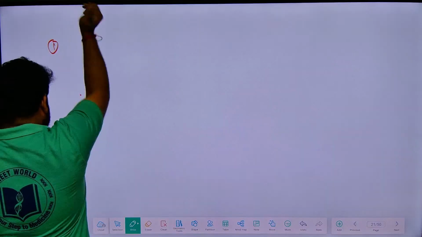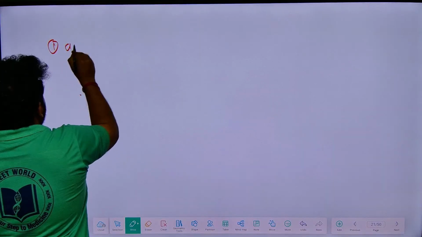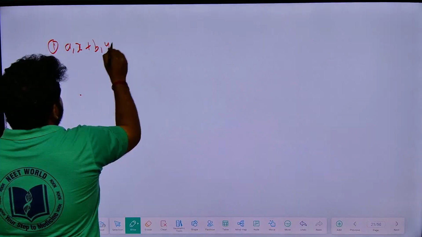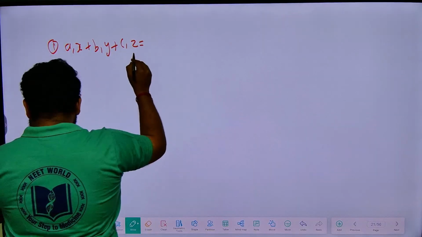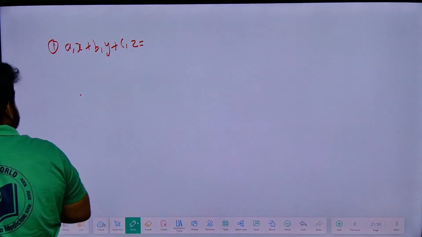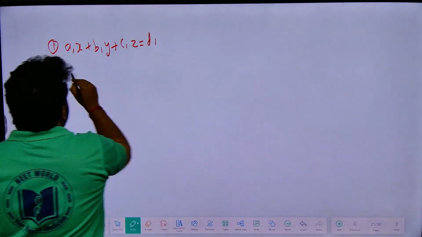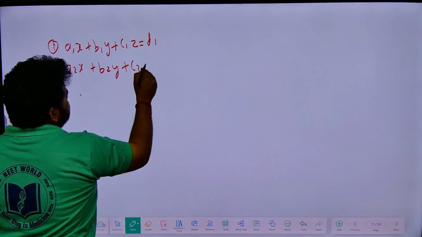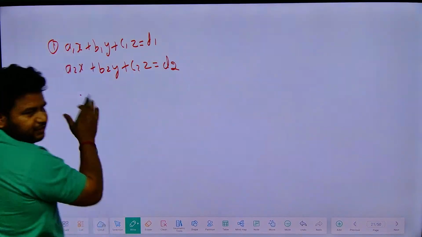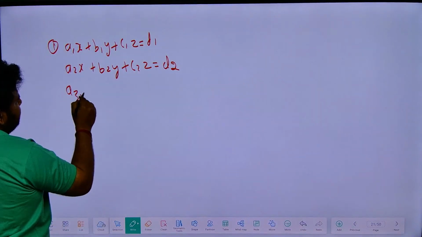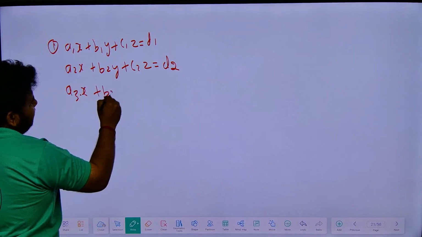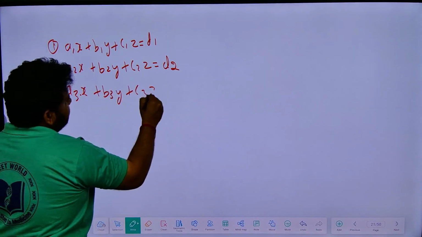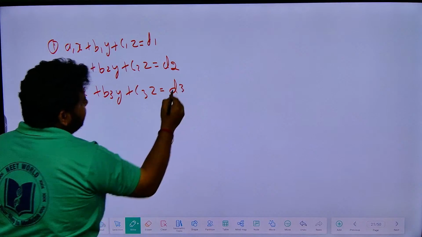If it is given a1x plus b1y plus c1z is equal to d1, a2x plus b2y plus c2z is equal to d2. If three equations are given, a system of linear equations, a3x plus b3y plus c3z is equal to d3.